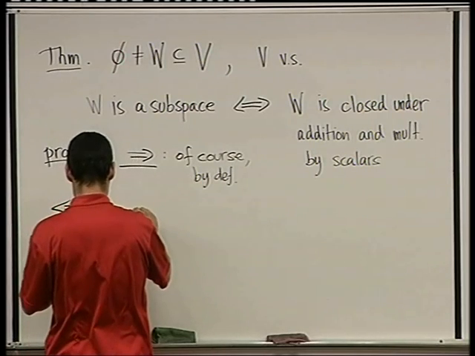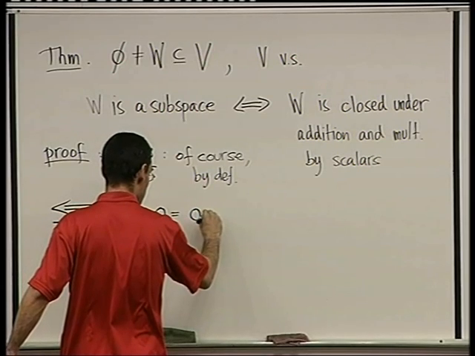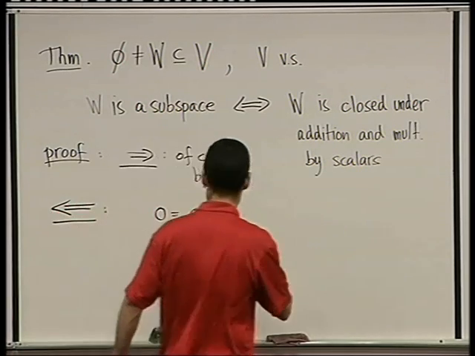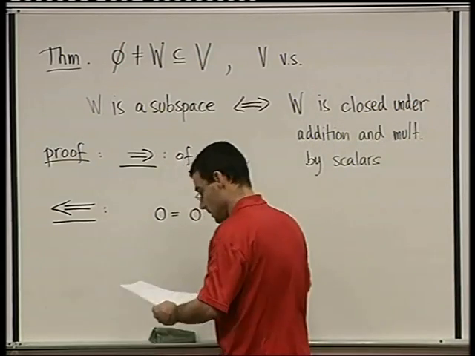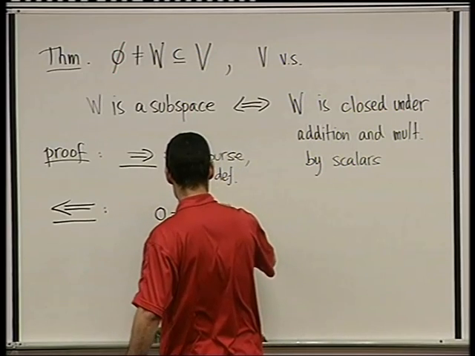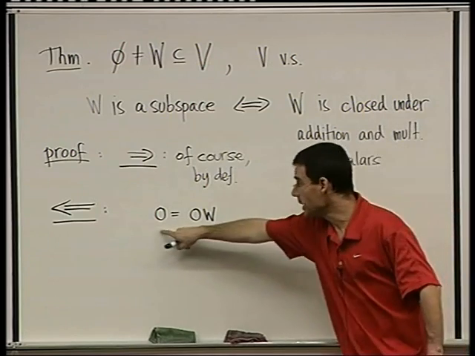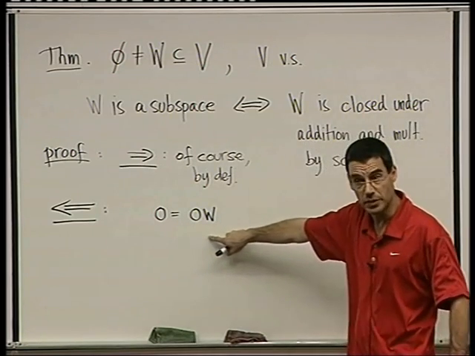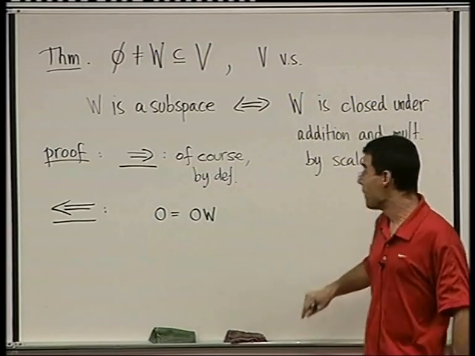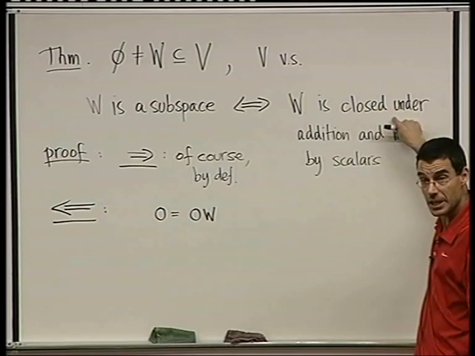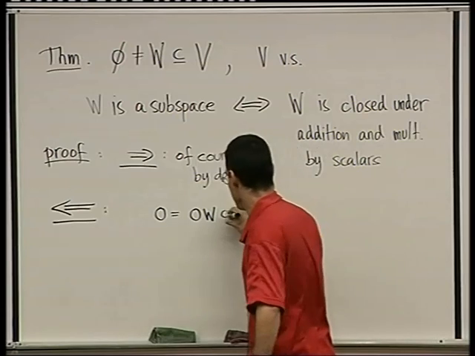So 0 equals 0 times v for any vector. Let's not write v, let's write w. Do you agree to this? This is a property in the bigger space. We proved this, that when you take 0 times any vector, you get 0. Do you agree? But if it's closed under scalar multiplication, then this is in W. Therefore, 0 is in W.